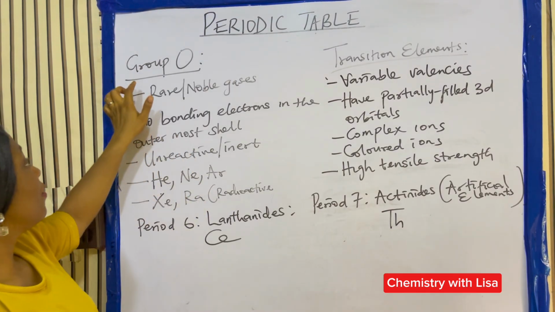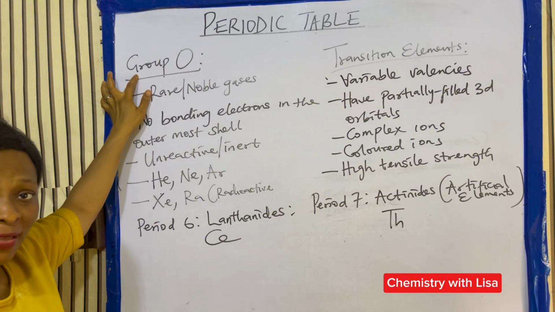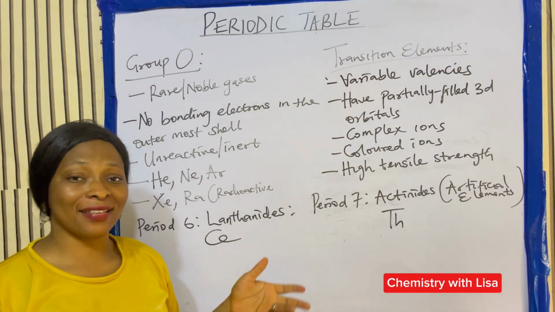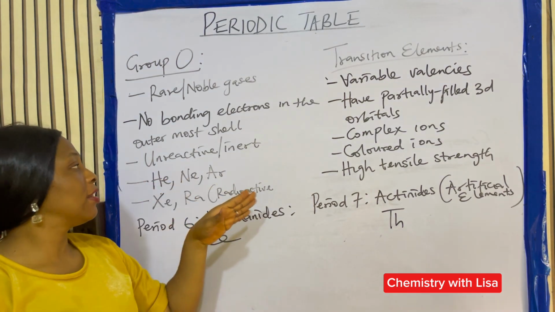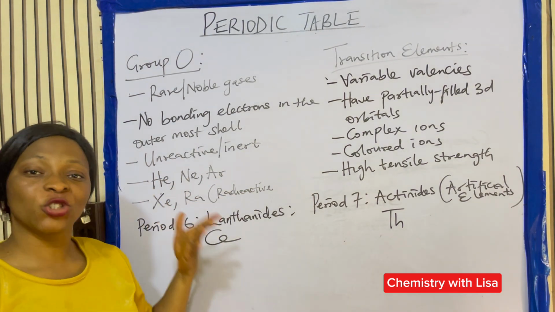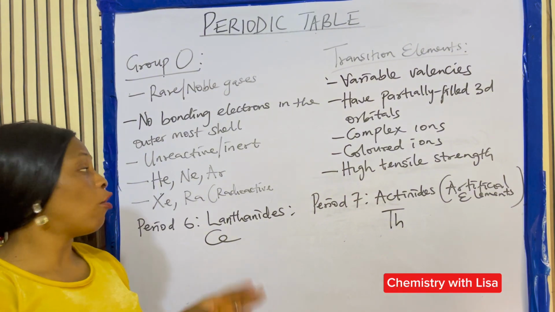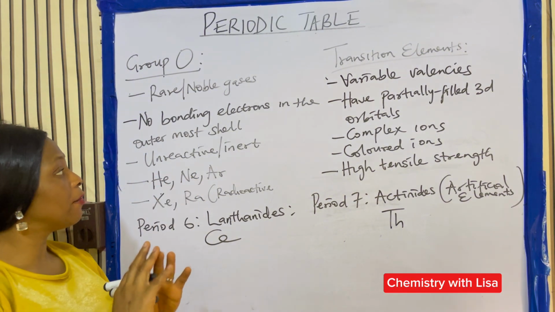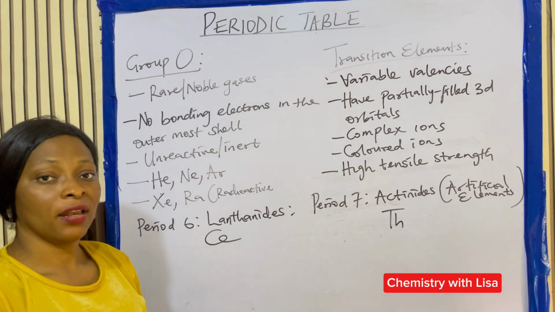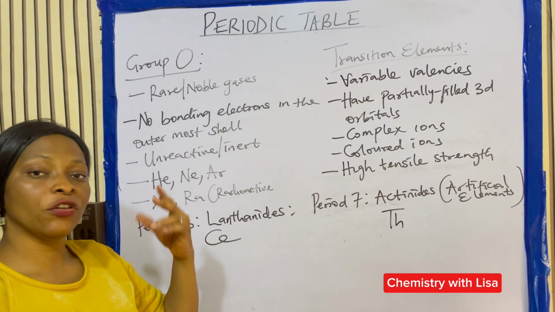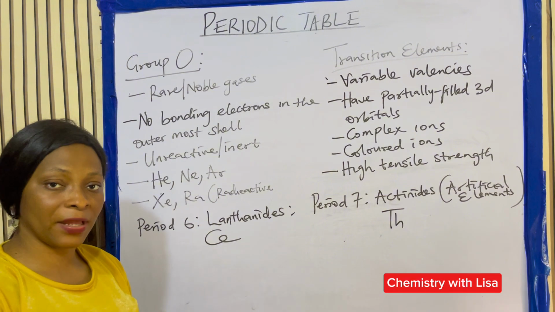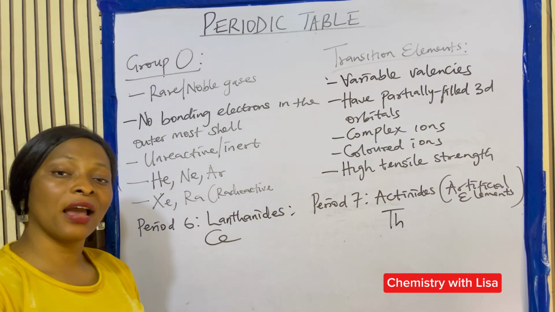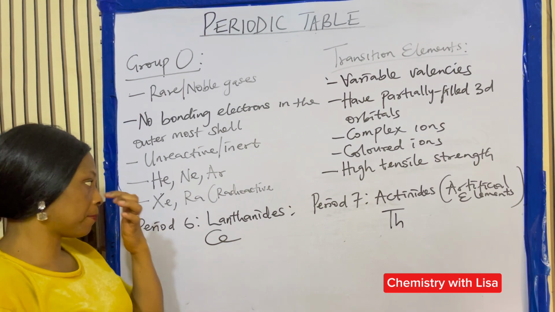Okay, so here are group 0 elements. These group 0 elements are known as rare or noble gases. They have no bonding electrons in their outermost shell. That is why they are unreactive. They are unreactive because they don't have any bonding electrons in the outermost shell. They have attained stability, the duplet or octet states. So because of it, they are stable and they are unreactive or inert.